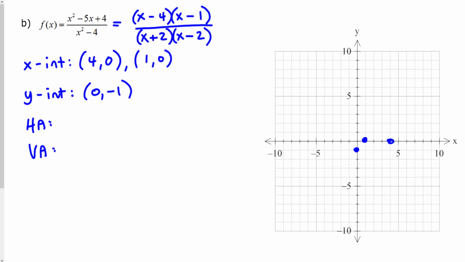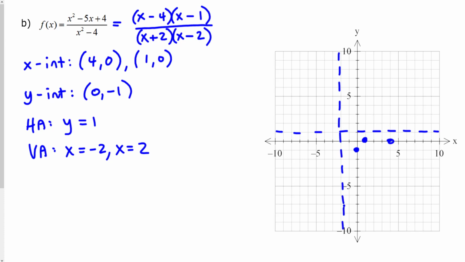Horizontal asymptotes, the coefficients here are 1 and 1. The degrees are equal, so I'm just going to take the ratios of those coefficients. So the horizontal asymptote is y equals 1. Now, the vertical asymptote. The vertical asymptotes occur where you have zeros in your denominator. And I have zeros in the denominator at x equals negative 2 and x equals positive 2. So negative 2, like right there, positive 2 right there.